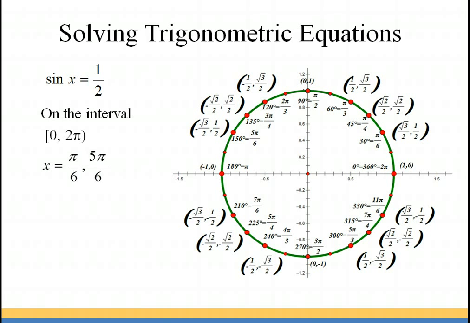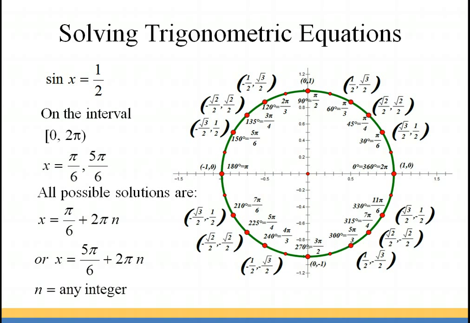Now what we want to do is include all their coterminal angles. So their coterminal angles would be when we add 2 pi to those angles, or if we continually add 2 pi to those angles. So we have x equals pi over 6 plus 2 pi n, or x equals 5 pi over 6 plus 2 pi n. So we have two different equations, but they're both representing the solutions. So we have to give both of them if we want to get all possible solutions.